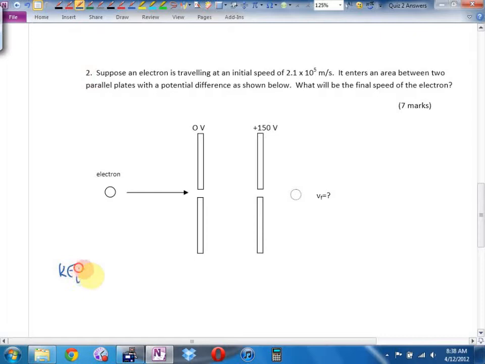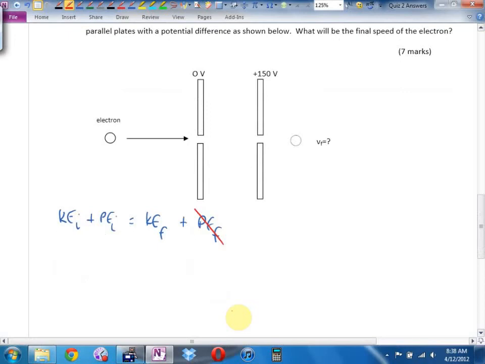Kinetic energy initial plus potential energy initial equals kinetic energy final plus potential energy final. Mitchell, are any of these zero? Oh, you spotted that, did you? Good for you. Okay, Mitchell, what is kinetic energy initial? How would I write that? A half mv initial squared plus, and what will I write for potential energy initial, Mitchell?